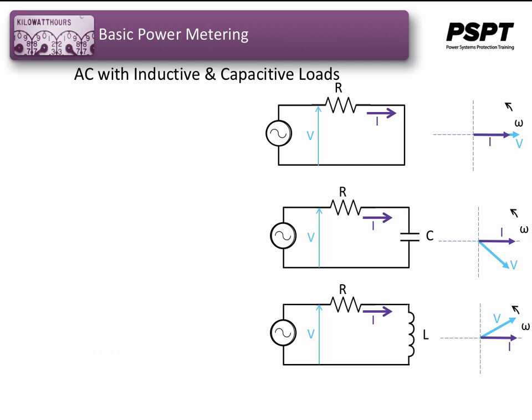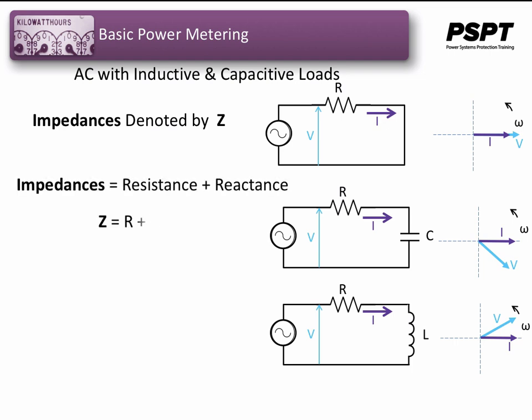In these AC circuits, these combinations are known as impedances and are denoted by the letter Z. Impedance impedes the flow of current in a circuit, similar to, but not the same as, resistance in a DC circuit. Impedance is a vector which is made up of two components, a resistive component and a reactance component, the reactance denoted by the letter X.